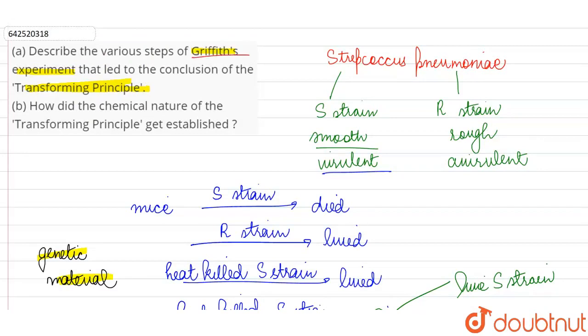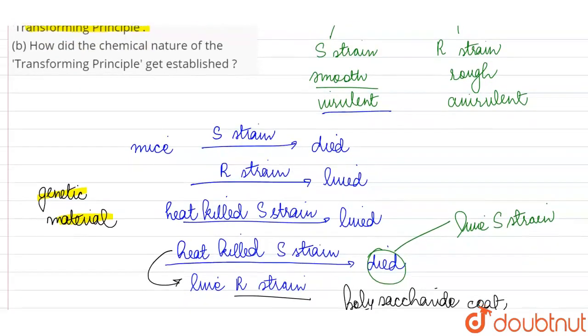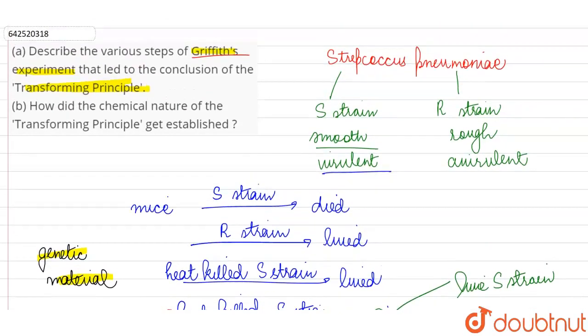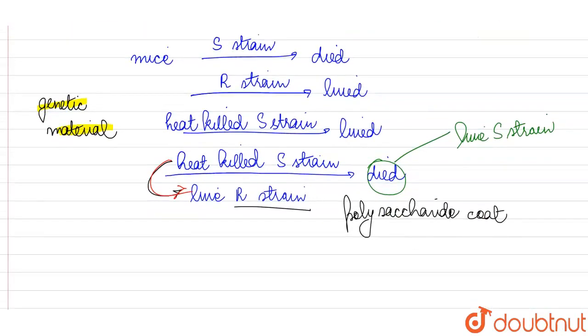So after this experiment, Griffith concluded that some transforming principle has been passed from S strain to the live R strain bacteria. But he was not sure about the chemical nature of this substance as yet. And this is what they're asking in the next part of the question. How did the chemical nature of the transforming principle get established? Because most of the people were thinking that this transforming principle must have been some kind of protein. Some protein must have passed.